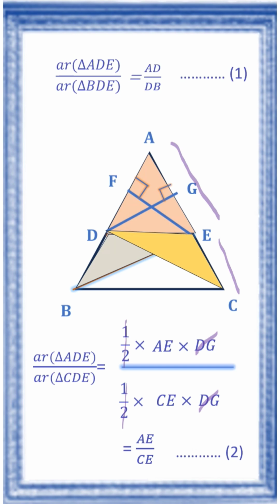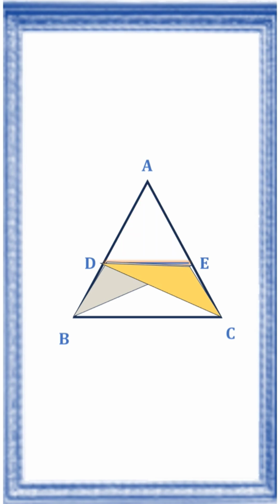You may feel happy, you got the ratio AD by DB is equal to AE by EC. But still the left-hand sides are not equal. You have to do one more thing. Isn't it? The numerators are equal, but the denominators are different. So one more step we have now. Here observe the triangles BDE and CDE. They stand on the same base DE and between the same parallels DE and BC.